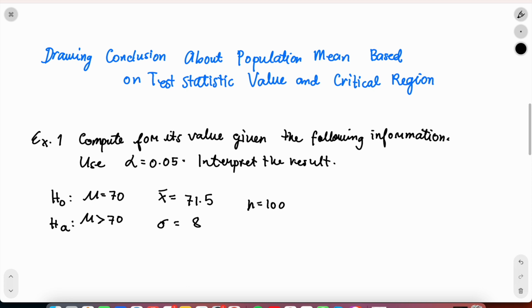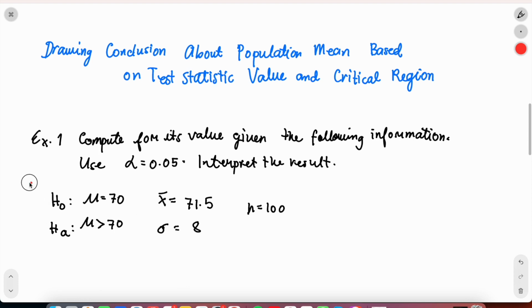Okay, so here in example 1, it says compute for its value given the following information. Use alpha equals 0.05. To recall, alpha is what? The level of confidence, right? Or confidence level. So interpret the results. These are already the given here. So the null hypothesis is that mu is equal to 70, and its alternative claims that mu is greater than 70.